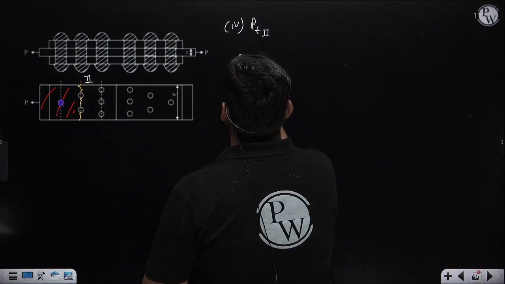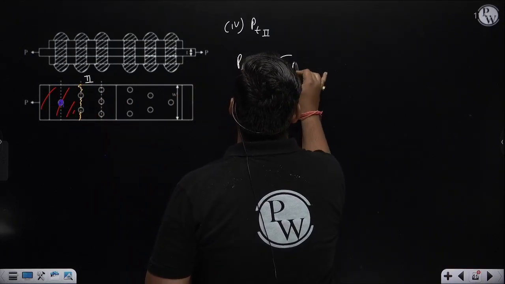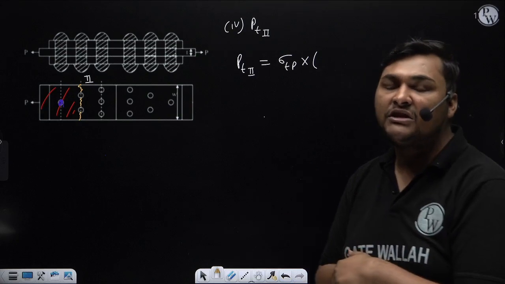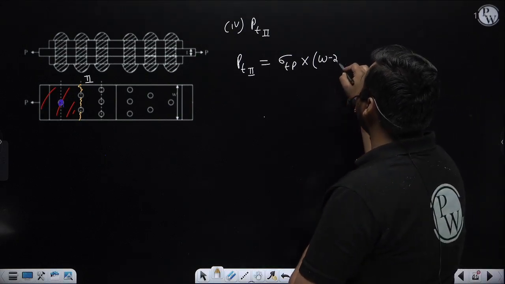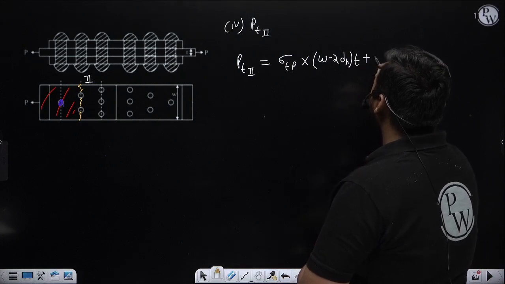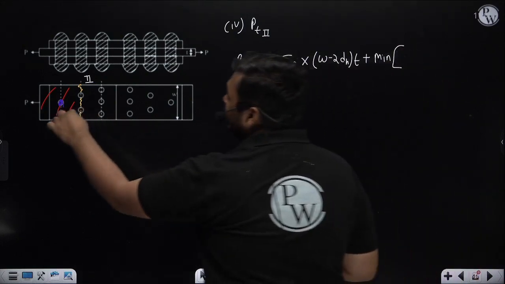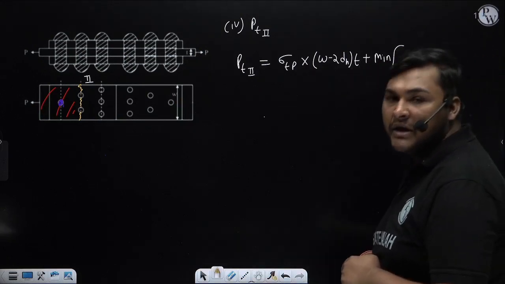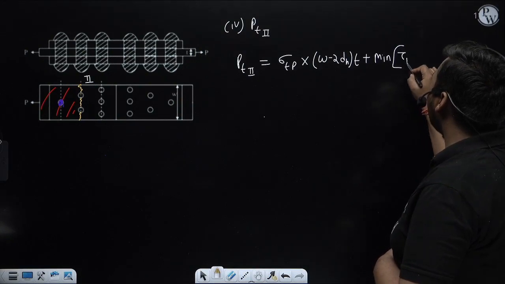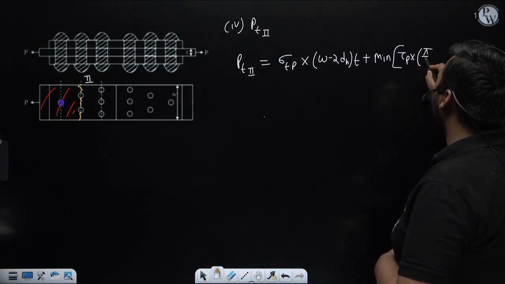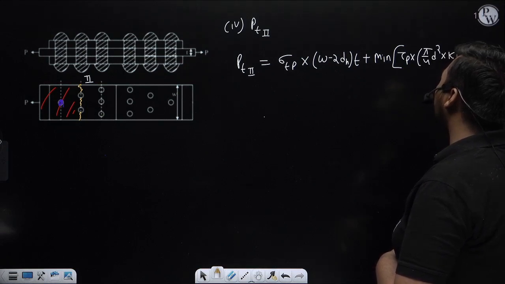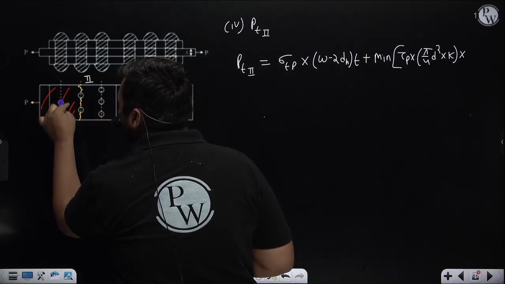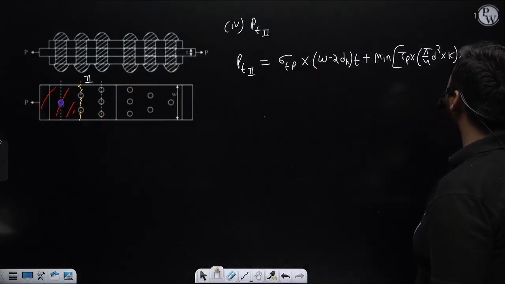For that we will equate sigma T with sigma TP into tearing area of this plane. Now tearing area of this plane will be W minus 2DH, because in this plane two holes are coming. So it will be W minus 2DH into thickness of plate, plus along with that we have to avoid shearing or crushing of this rivet, meaning minimum of shearing or crushing. First I am writing to avoid shearing failure. For that we will equate tau with tau P into shear area of one rivet, which is pi by 4 D square into K, where K is 2 because the rivet is subjected to double shear, into number of rivets on this side, and right now one rivet is coming, so we multiply with 1.